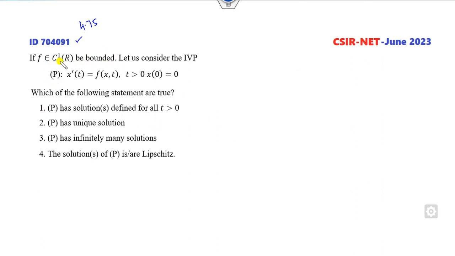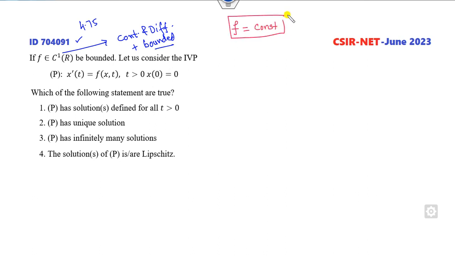F is bounded. What is a C1? C1 means a continuous and differentiable function, plus the function is given as bounded as well. Can you think of any function which is continuous, differentiable and bounded? A constant function. Every constant function is differentiable, continuous and bounded as well. So I can simply take f as 1.